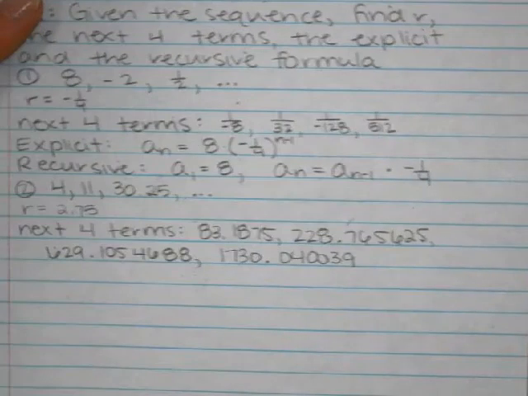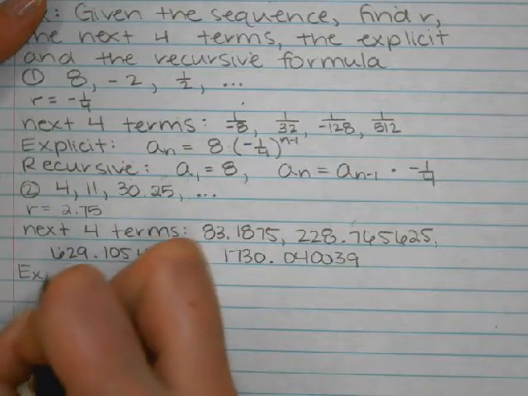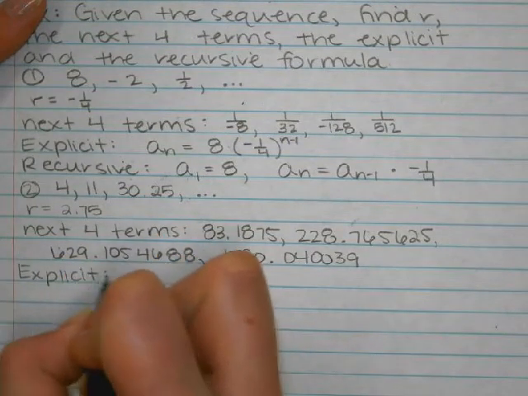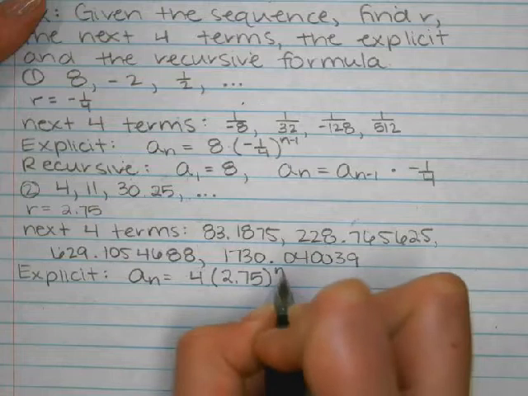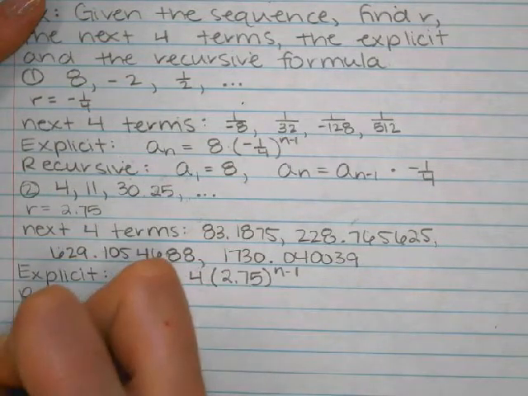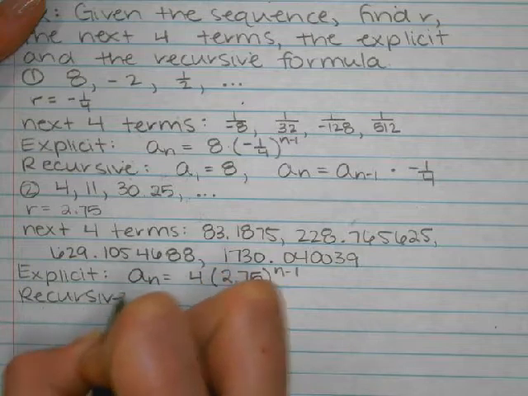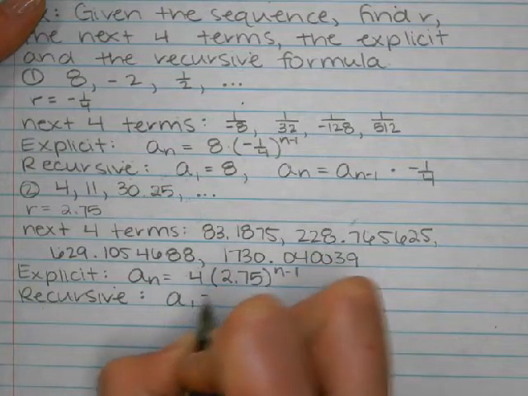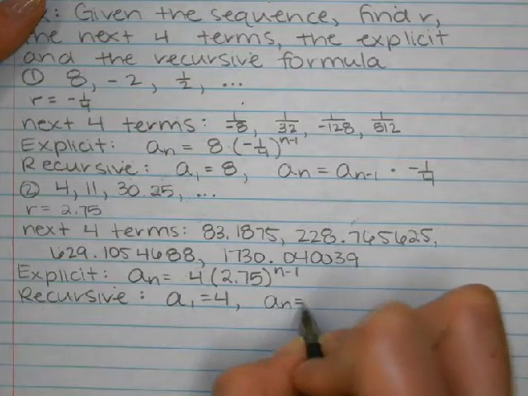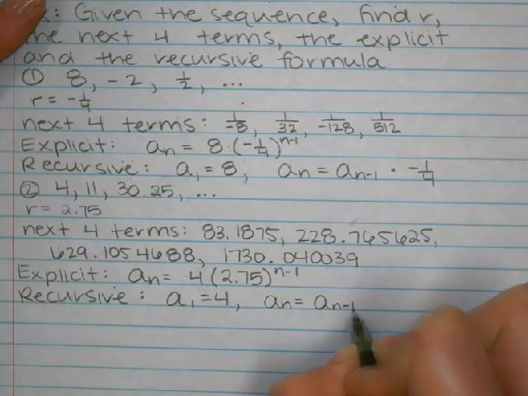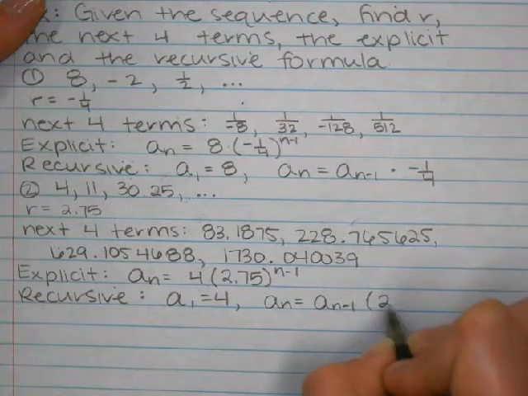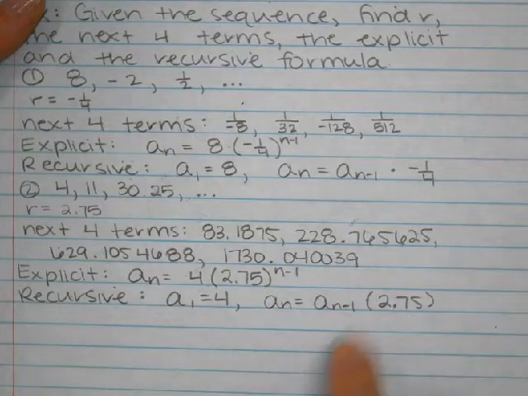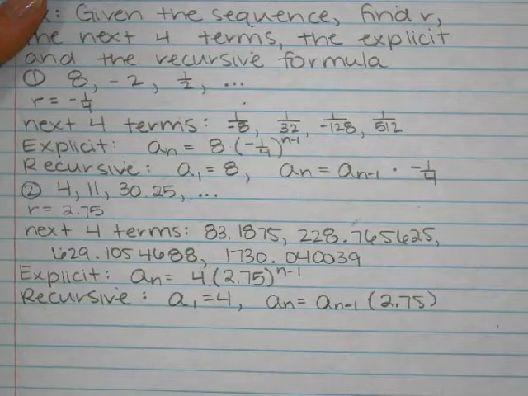All right, the explicit formula is the first term times the r value to the n-1 power. The recursive form is the first term. And then to find the other terms, we're going to take the previous term and multiply it. You can put a dot. Well, this one has a decimal, so I'm going to go ahead and put parentheses. I didn't use a dot for multiplication because I had a decimal right there and I thought it would look weird.